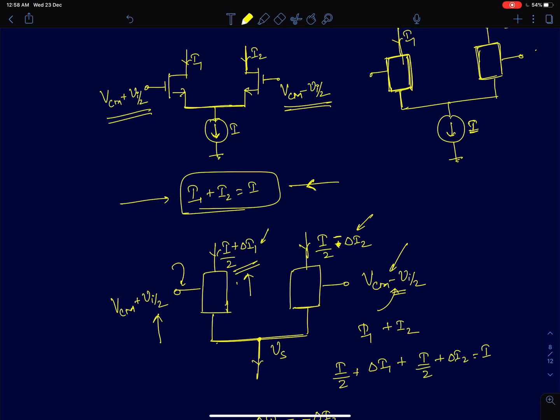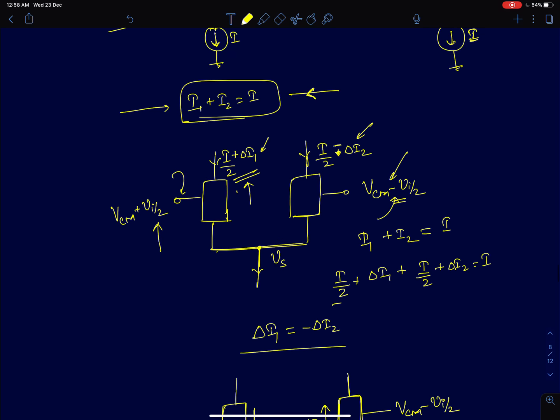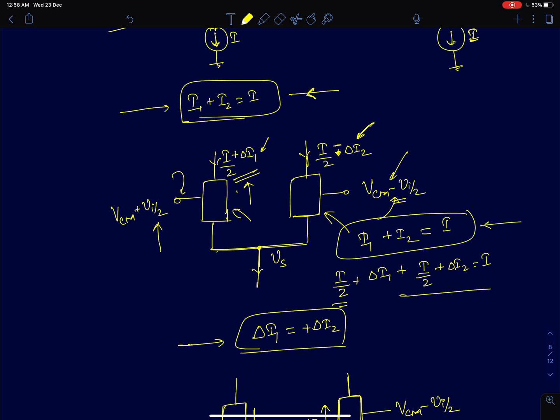But even if it is increasing or decreasing, we always have to satisfy this condition, I1 plus I2 is equal to I. Now if I substitute that, I'll end up with a condition delta I1. In this case, if I assume I2 is I by 2 minus delta I by 2, then delta I2 should be equal to delta I1. Meaning, if this current increases by delta I, the current in the other device has to decrease by the same amount. That result is imposed by this condition. The sum of the two currents should always be constant.